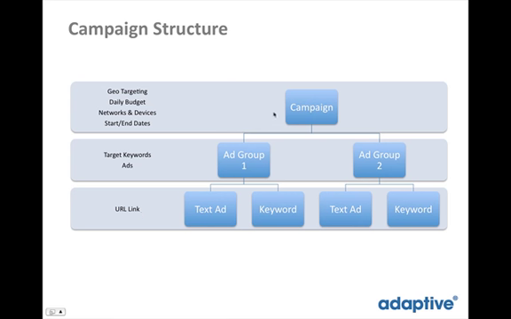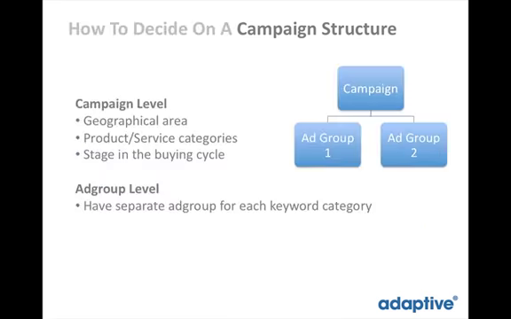Now, within your account, you're allowed to have 500 campaigns. You're allowed 20,000 ad groups within each campaign, and you're allowed 300 ads within each ad group. So when deciding on how to structure your campaign, there are a few things that need to be considered.